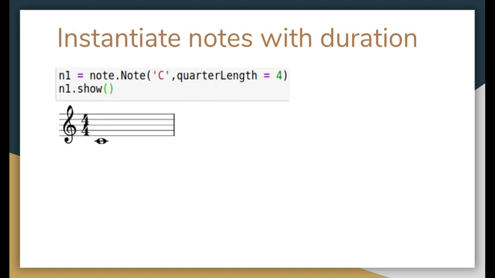Now, instead of resetting the quarter length property of each note, we can set the quarter length directly in the note constructor when we make a new note. So here I'm creating a new note with the value C and a quarter length of 4. And thus I created a whole note with a value C.